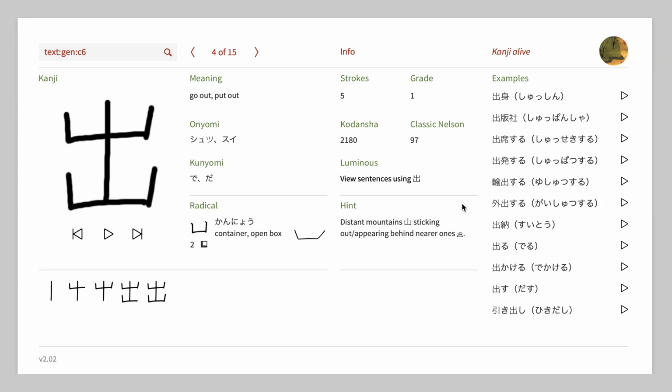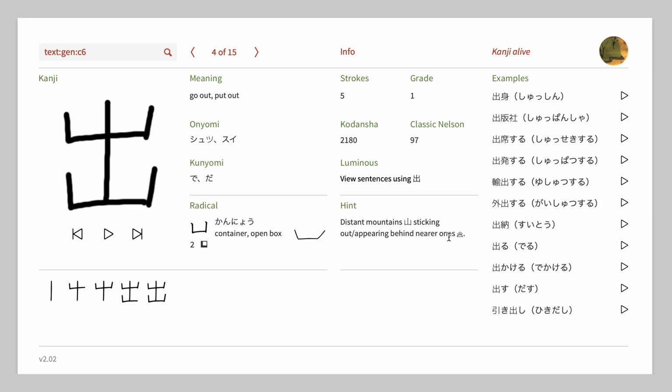Lots of words employ this kanji. For example, shushin. Shushin is your birthplace or the place you're from. You might remember back in lesson 1 we had the question shushin wa doko desu ka? Where are you from? Really common question that you could be asked. Shusseki suru, to attend or to be in attendance. Yushitsu suru, export. Gaishitsu suru, to go outside.